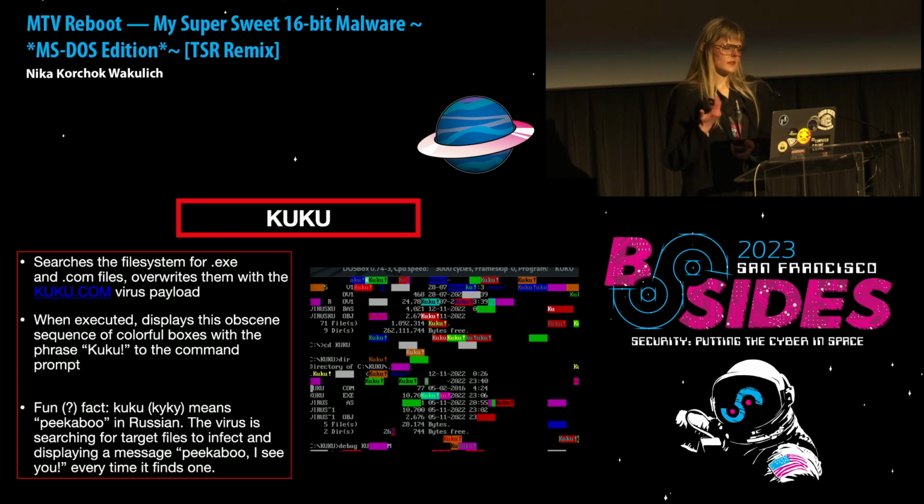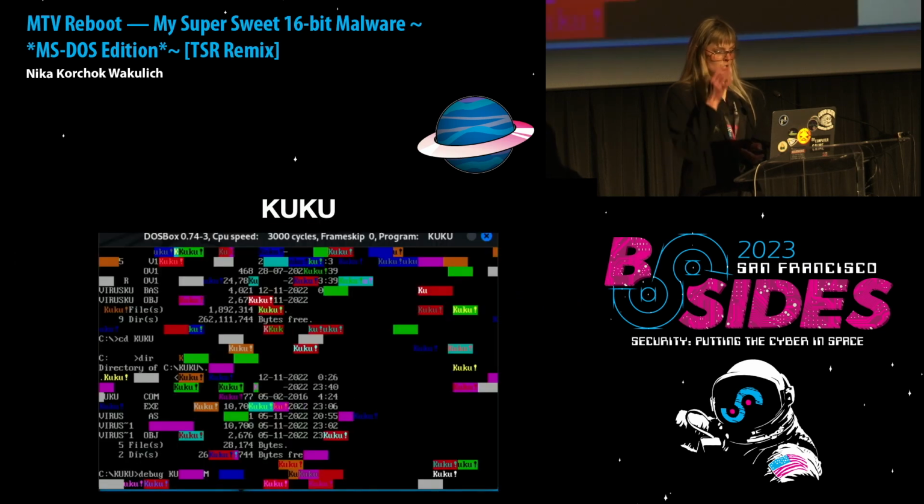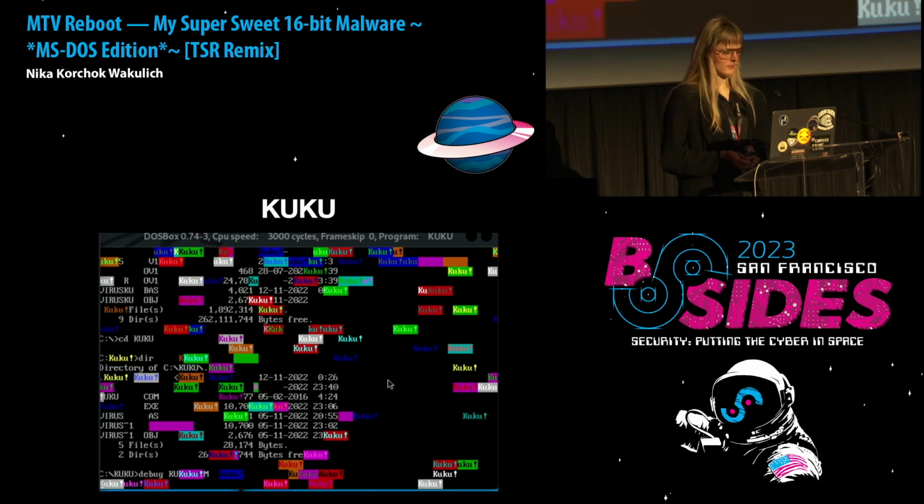And then I have a fun, depending on how you define fun, fact here. Cuckoo, one definition in Russian, means peekaboo. So when it's searching the file system, every time it finds a target file that it can infect, it displays a message of peekaboo, I found you, which is savage. So here's a quick video of it. Just, you know, I admire it.